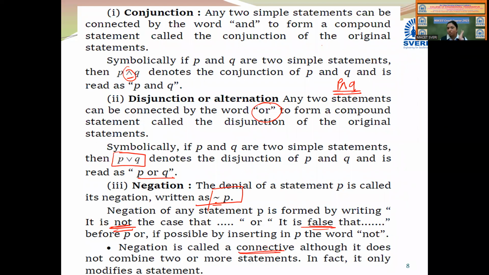Though two sentences are not connected here, there is a single statement, but there we use "not", and that "not" is also called a connective, which is called a modifier. It just modifies your statement, and so it is also a connective.